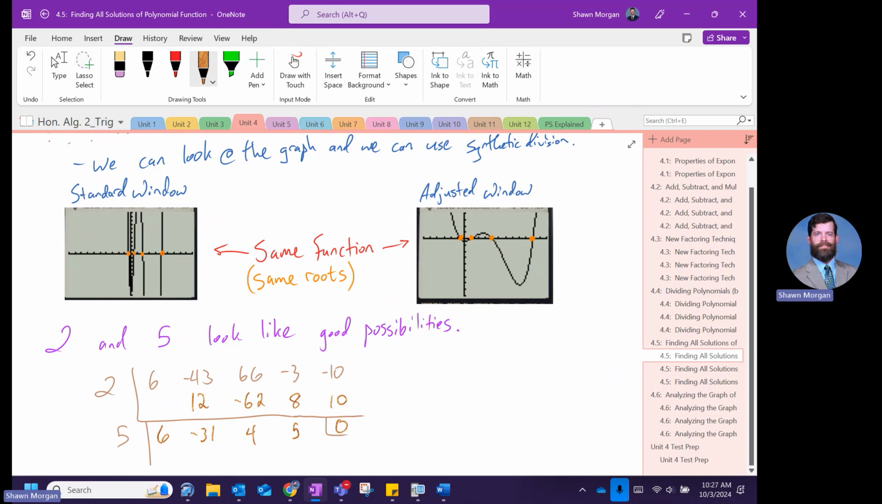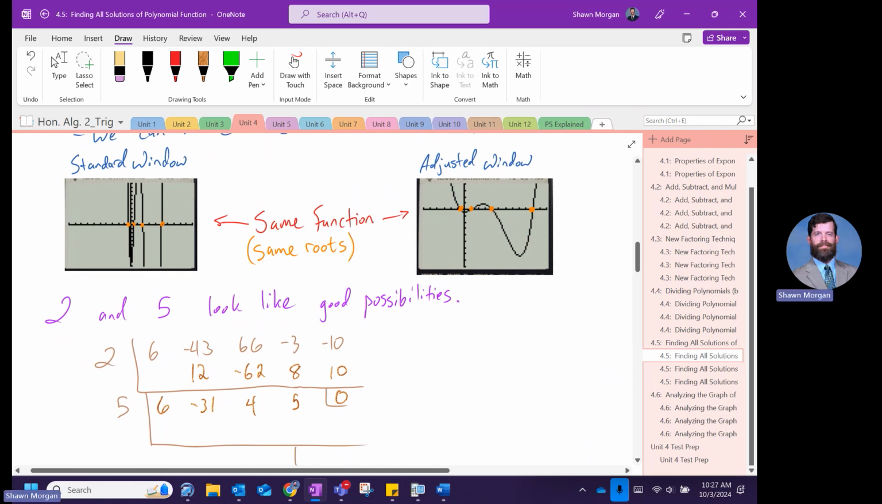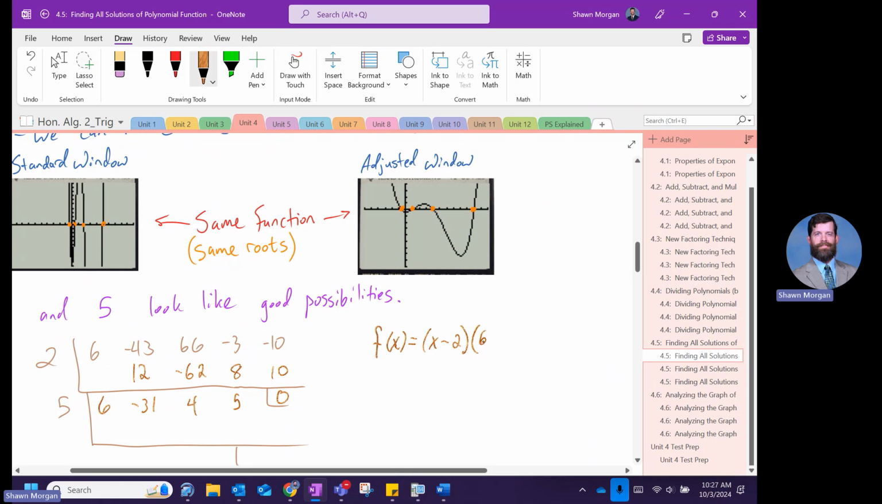What's nice is that now that we've pulled 2 out and we've got a remainder of 0, we can continue with the quotient and pull out our next one. Why is that? Because what we're doing is we're writing f as a product. So x minus 2 is one of the factors, and guess what the other one is? 6x cubed minus 31x squared plus 4x plus 5. We just factored a big fat degree 4 polynomial. We wrote it as a product.